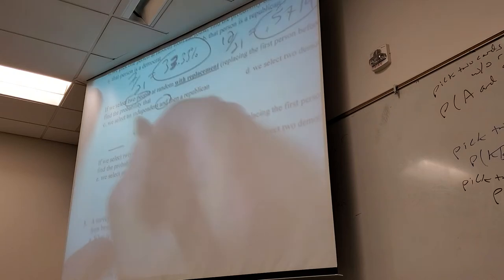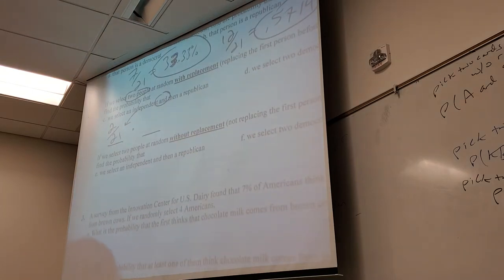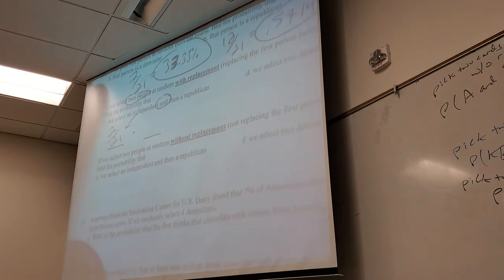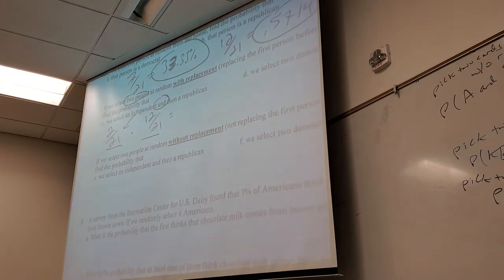The first person was probably to get an independent. Two out of 21. Yeah, two independents out of 21 people. Then I put that person back in. So for the second one, I still got everybody. So it's probably the next one's a Republican. 12 out of 21. I like it. And then whatever that is.